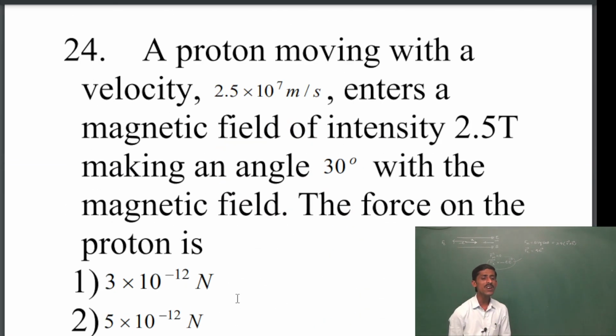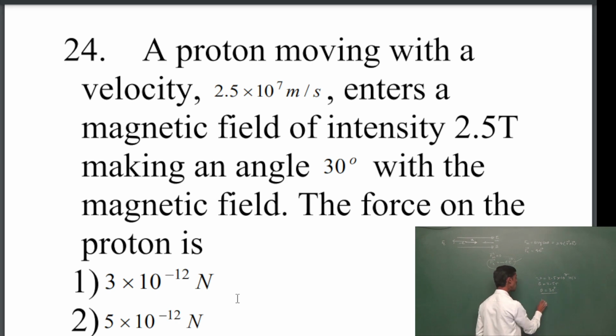A proton moving with a velocity 2.5 into 10 to the power of 7 meter per second. Okay, particle is proton, velocity is given. Enters a magnetic field of intensity 2.5 Tesla. How is it entered? By making an angle 30 degrees with the magnetic field. So proton entered into the magnetic field by making theta 30 degrees.